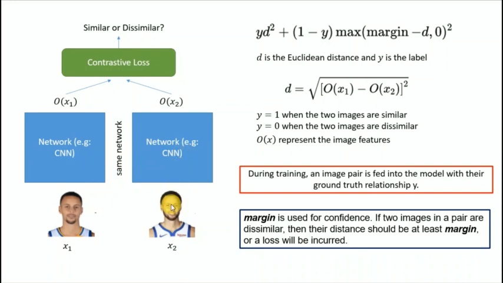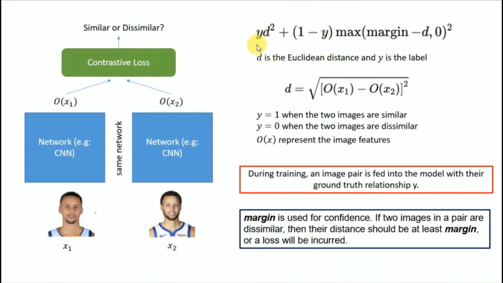You're feeding each pair to the network and extracting some features. Then you're going to use these features, OX1 from the first image and OX2 from the second image, to compute the contrastive loss. And then this loss is going to tell us if these inputs are similar or dissimilar. Let's see how it does that.